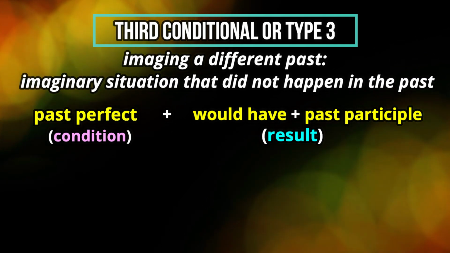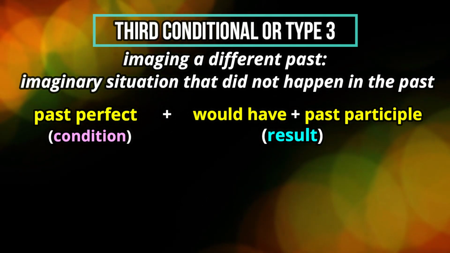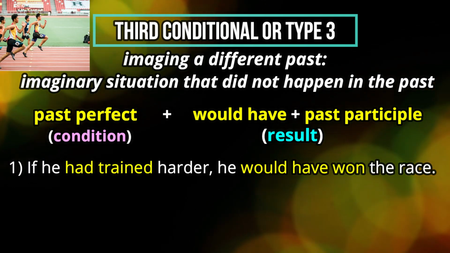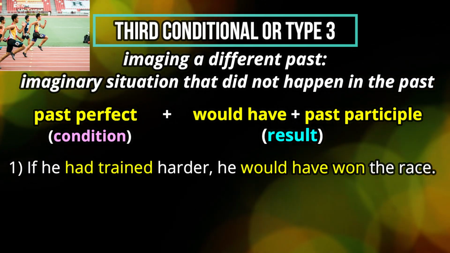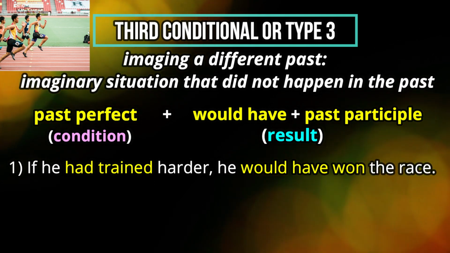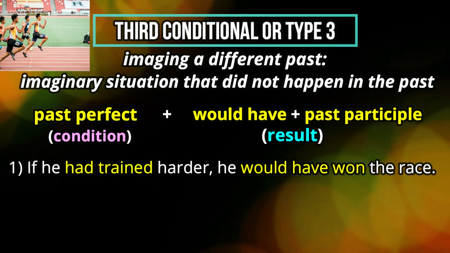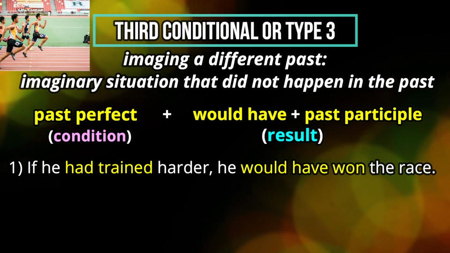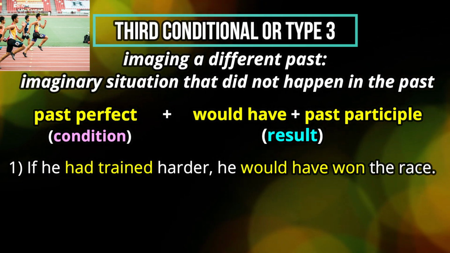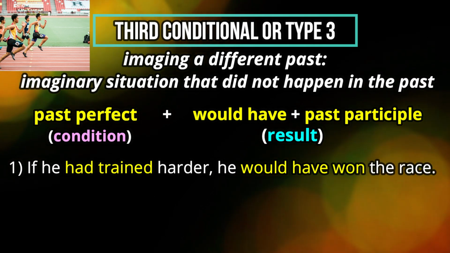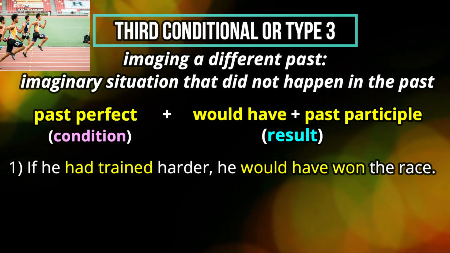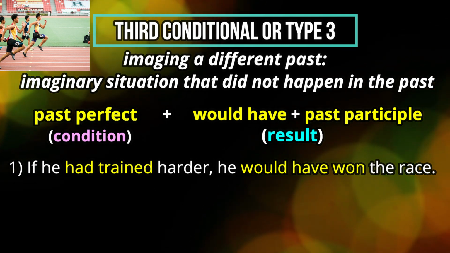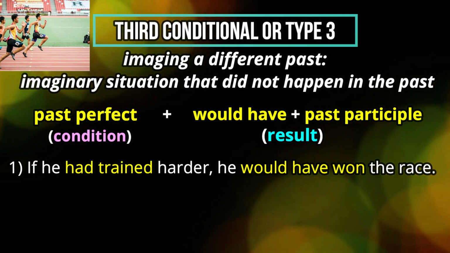So let's look at number 1, and then maybe it'll be easier to see it. So number 1 is if he had trained harder, he would have won the race. So let's see, the condition is if he had trained harder, right? We're imagining a different past, right? If he had trained harder. So the result is he would have won the race.